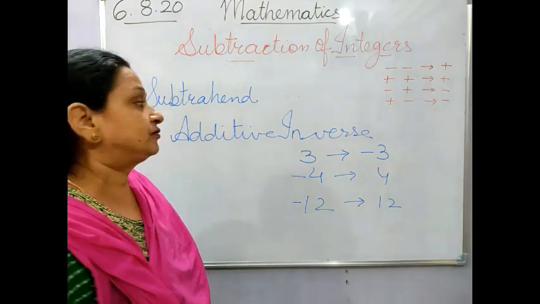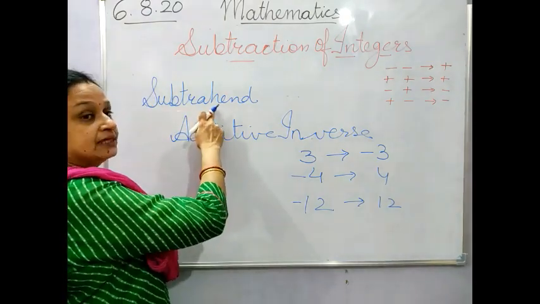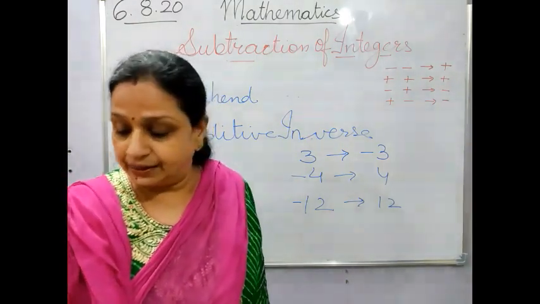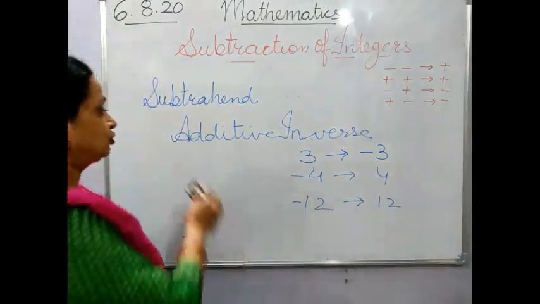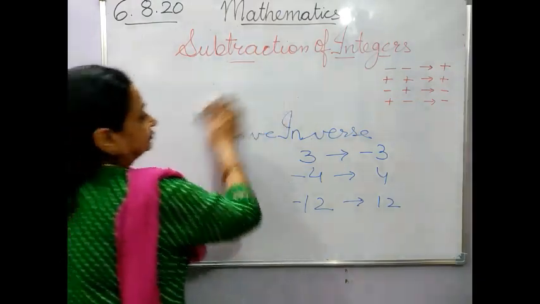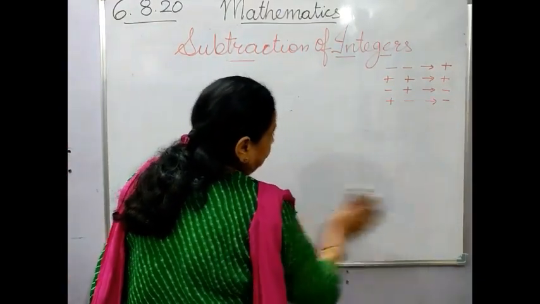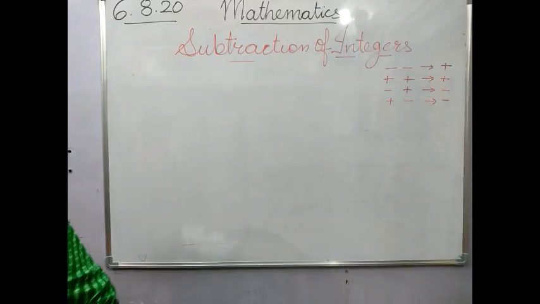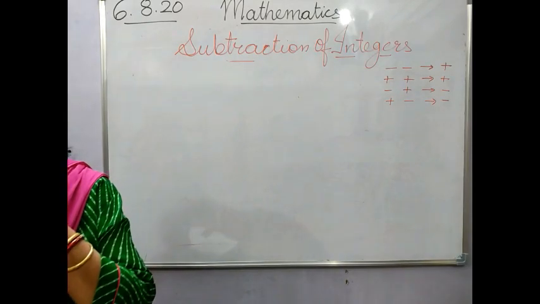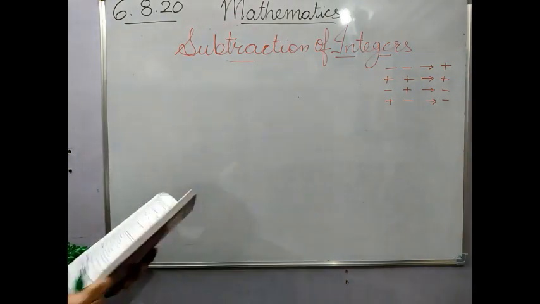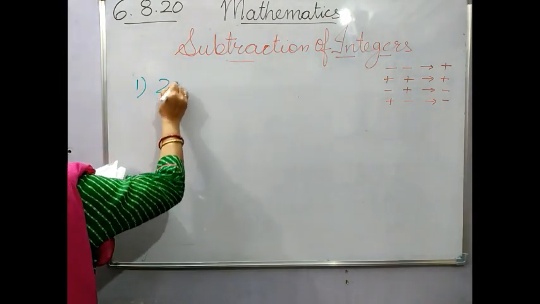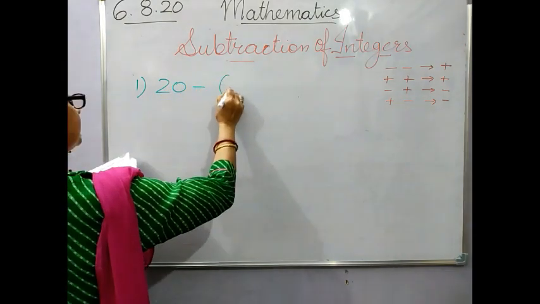These two terms you have to remember. You have to make the subtrahend into its additive inverse and then you have to add it. Now how you have to do it? I'll just show. I'll take the same examples. Okay, first one is 20 minus 5.